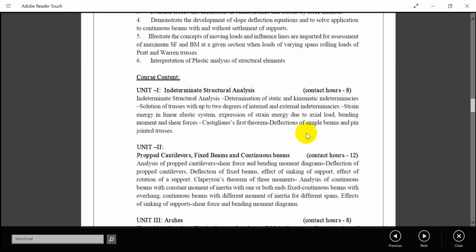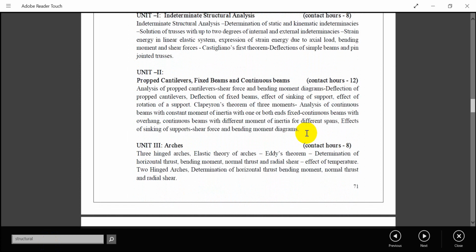See the second unit syllabus. Okay: analysis of the propped cantilevers, shear force and bending moment diagrams, deflection of the propped cantilevers. We discussed it. Deflection of the fixed beams also. We calculated fixed beams with the area moment method. Effect of the sinking of the support, effect of the rotation of the support. So what is the rotation of the support? We already did the deflection by the rotation.